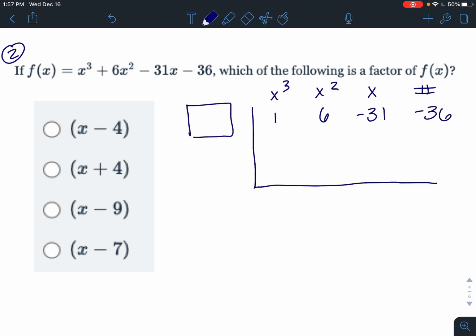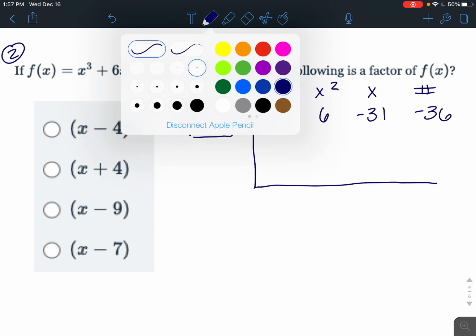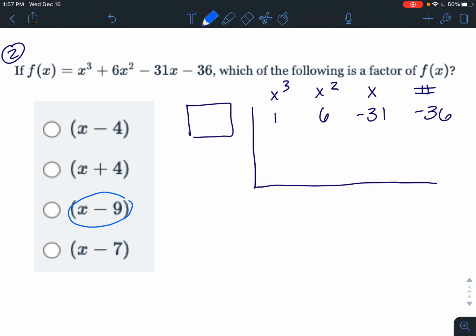Let's just pick one. Let's pick the x minus 9 to start with. So if I divide by x minus 9, I'm going to put 9 in my box. And then I'm just going to do synthetic division. All right, drop the 1 and multiply. Add to get 15. 9 times 15 is 135. Add negative 31 to that, I get 104. Well, 104 times 9 is definitely not going to cancel out with negative 36, so I know that this one doesn't work.